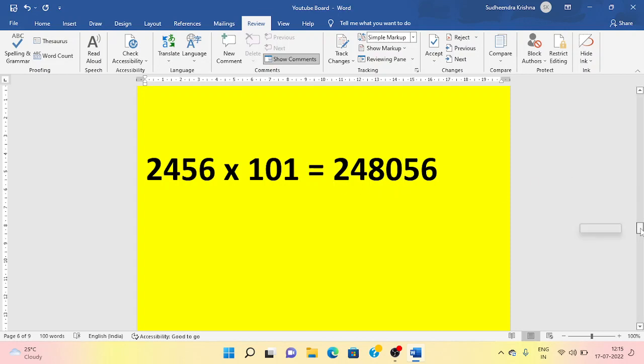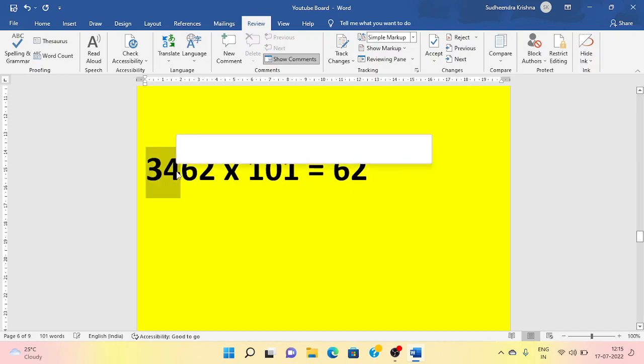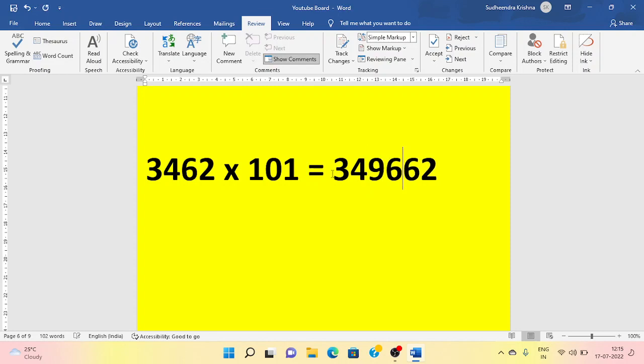Now let's go to the next number. We have 3,462 into 101. So put this 62 as it is to get the right portion of the answer. Okay. Now to get the left portion of the answer, put this 34 as it is. Now to get the middle portion of the answer, you add 34 and 62. 34 plus 62 is 96. So put 96 as it is. So 3,462 into 101 is equal to 3,49,662. It's as simple as this.